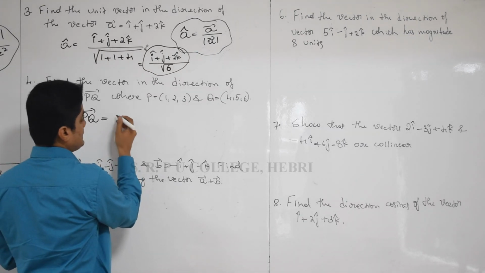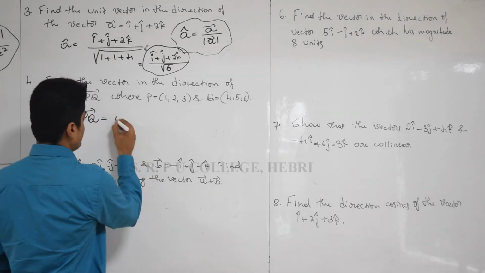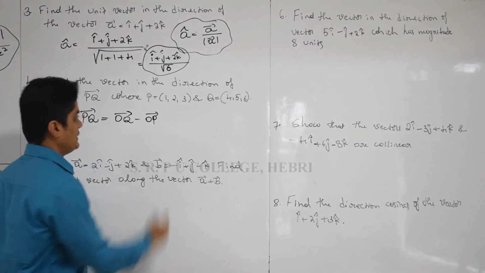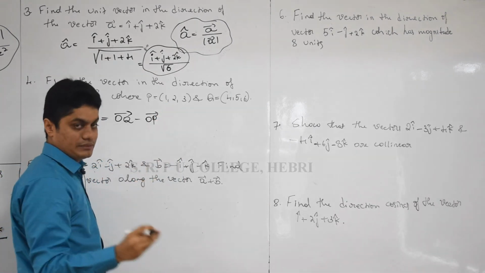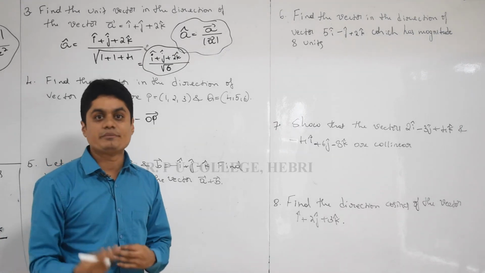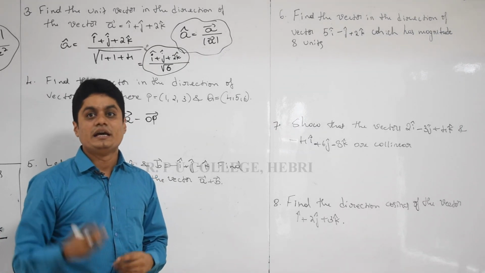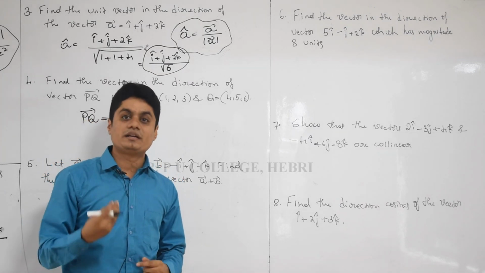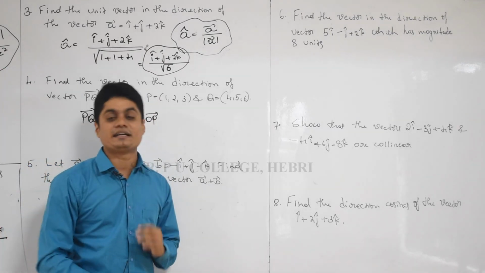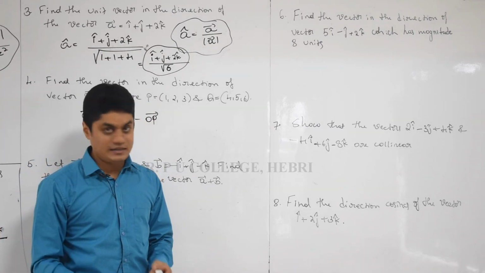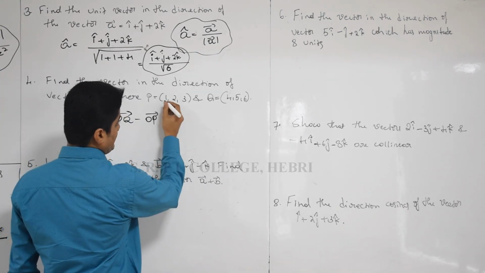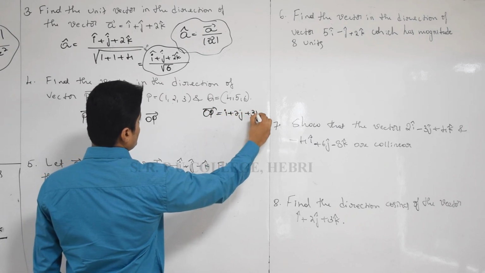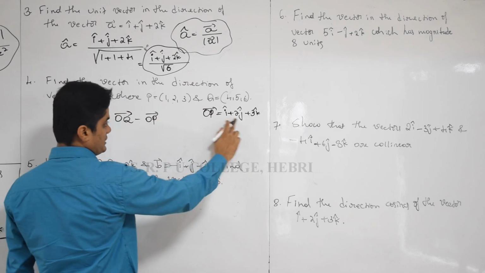I hope you remember any vector can be represented in terms of position vectors: OQ minus OP. Where is the position vector given here? Remember, when the coordinates of a point are given, as we learned in 2-dimensional and 3-dimensional geometry, every ordered pair can be represented as a vector xi plus yj, and every ordered triplet x, y, z can be represented as xi plus yj plus zk. So this is nothing but vector OP, which is i plus 2j plus 3k.